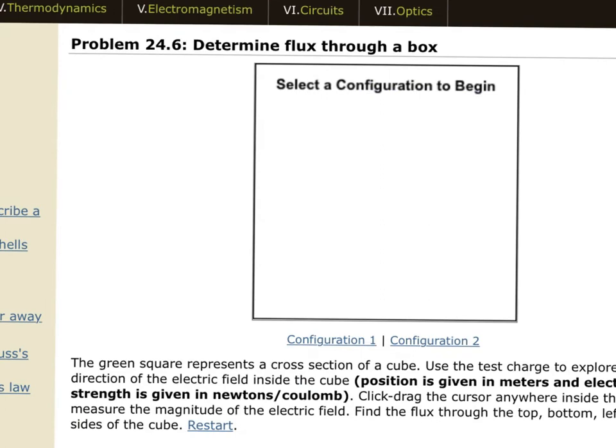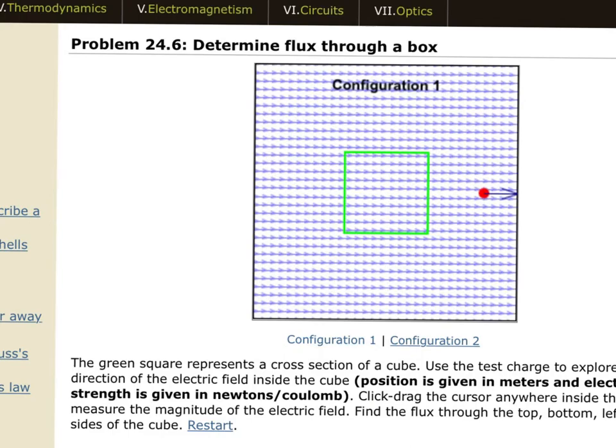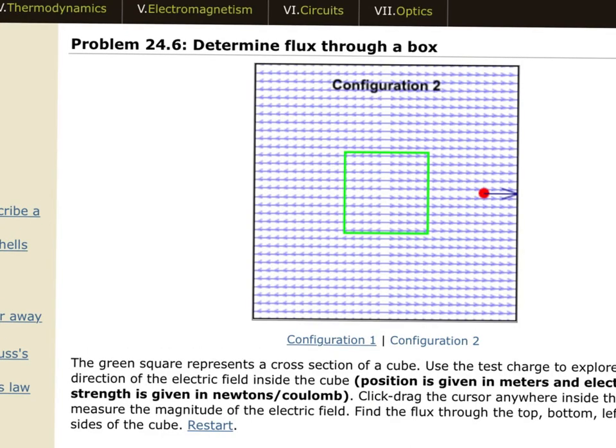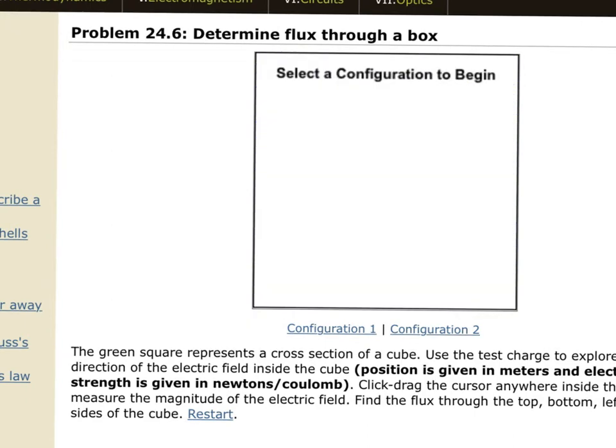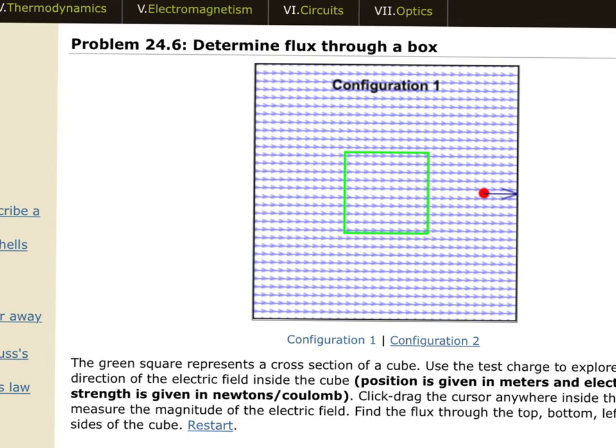Okay, another one, similar, only here we have two configurations, and they both involve a green box. So much like the last one, only instead of a sphere, we have a box, and that makes it much easier, right? Because the surfaces are flat, and you have your field detector, and like before, you can drag the field detector around.